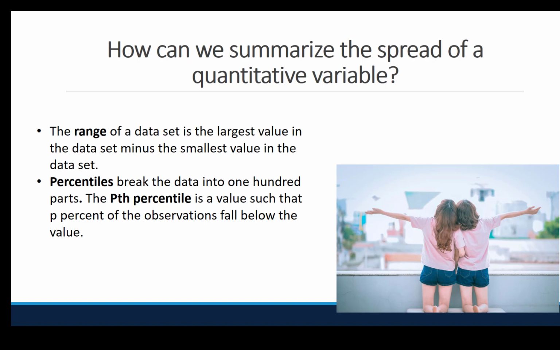The range of a data set is the largest value in the data minus the smallest. The range is a very simplistic measurement of the spread. Percentiles break the data into 100 parts. The pth percentile is a value such that p% of the observations fall below the value.